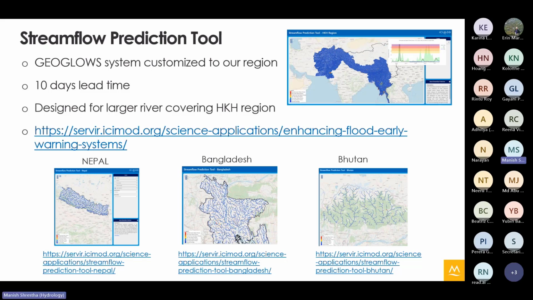We have modified the tool based on user demand. We have provided a search button, river network names, and locations of hydrological stations, so that it's easier for the user to use the tool. Further, we have developed the tool interface into three different parts, focusing on Nepal, Bangladesh, and Bhutan.